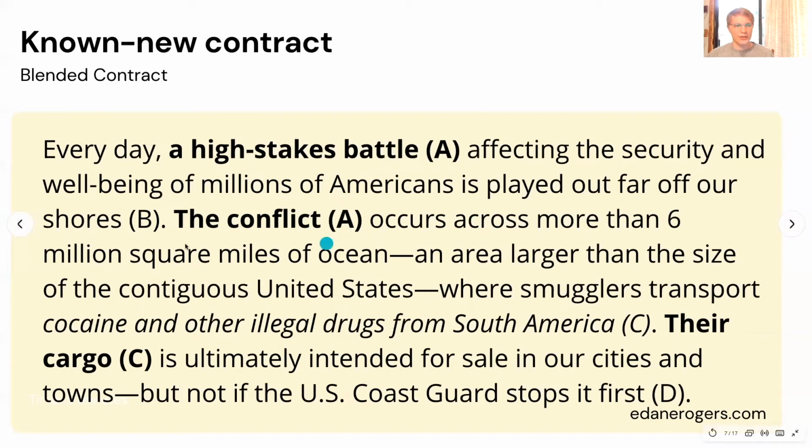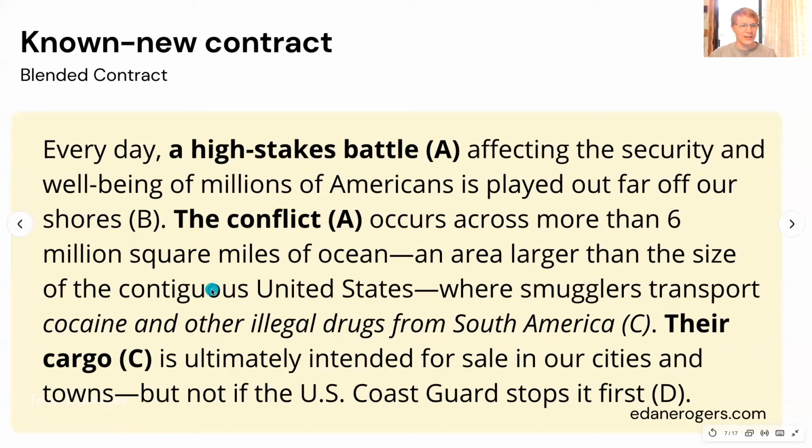So high stakes battle, conflict, this is the same idea, but a different name for the same idea. "Occurs across more than 6 million square miles of ocean, an area larger than the size of the contiguous United States." This is side information, background information, where smugglers transport cocaine and other illegal drugs from South America. So this information is going to be C. So we've got the same subject here, but a different name for that same subject, with two different bits of information. But at the end of this sentence, rather than grabbing the same subject again, I'm going to use C again.